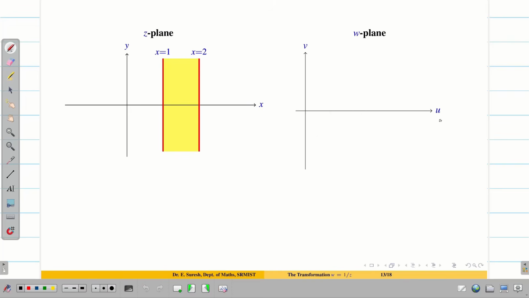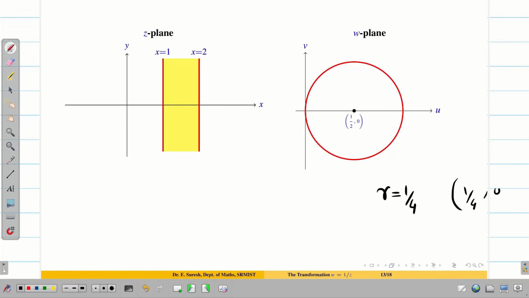Here in the W plane we take the U and V axes. We have two circles. One is with center 1 by 2 comma 0, the other one with center 1 by 4 comma 0. Let us mark this 1 by 2 comma 0 and its radius is 1 by 2. So I can draw the circle like this. The next circle is a smaller one with radius 1 by 4, center 1 by 4 comma 0.